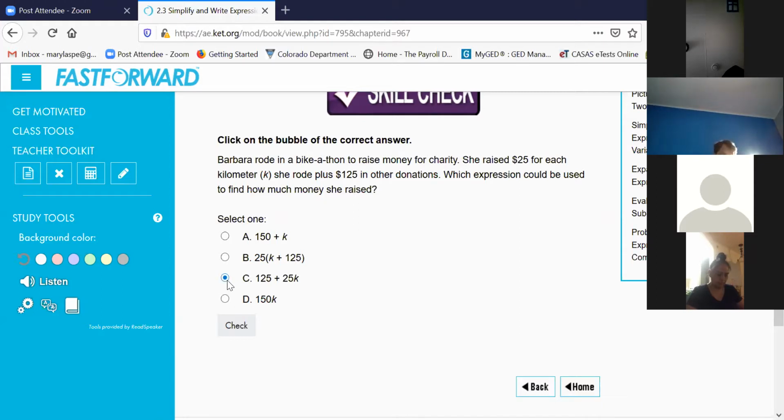And with a problem like this, when you're puzzling it out, it's perfectly okay to think about a specific number of miles. So with this, if she went 2 kilometers, you'd have to go 25 times 2, and then you'd add in the 125. And this is the only one that's going to give you the same answer as what you would get if you were just thinking about a specific number of kilometers.